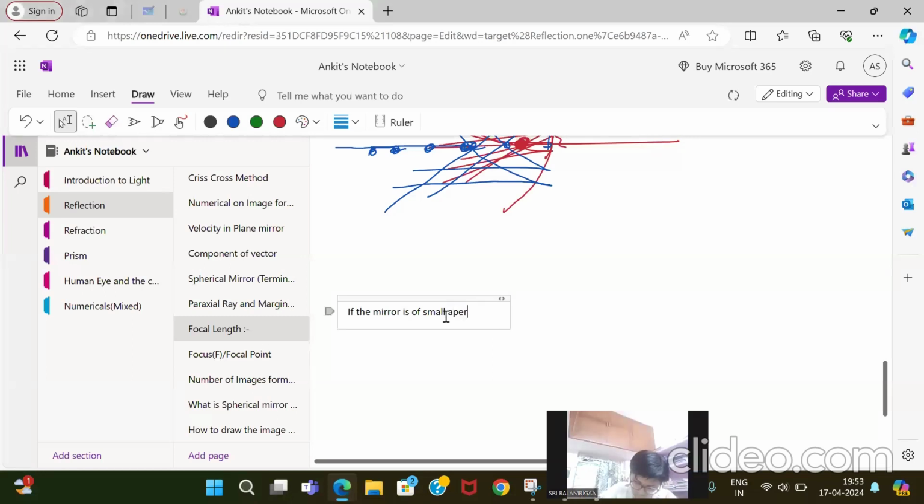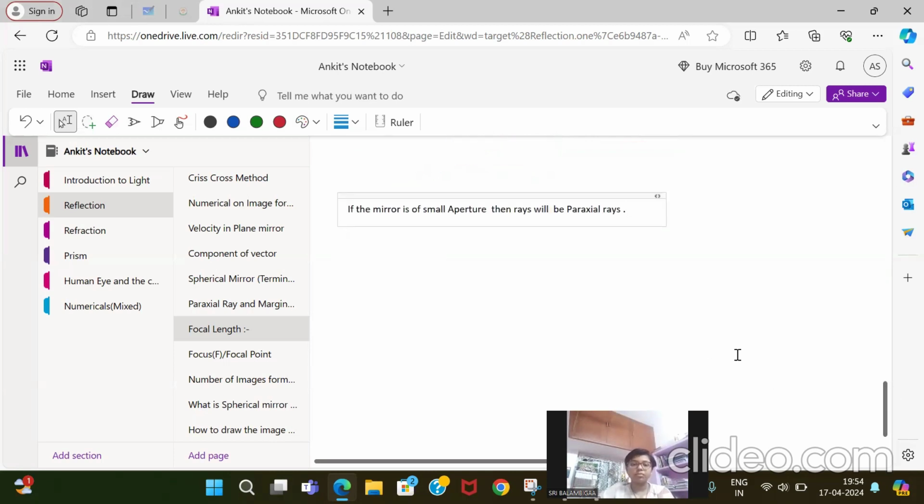If the mirror is of small aperture, then this is a very important point: the rays will always be paraxial. No need to check whether the rays are paraxial or marginal. If the aperture is small, the rays will be paraxial rays. Clear? Yes, sir. And what is the meaning of paraxial?